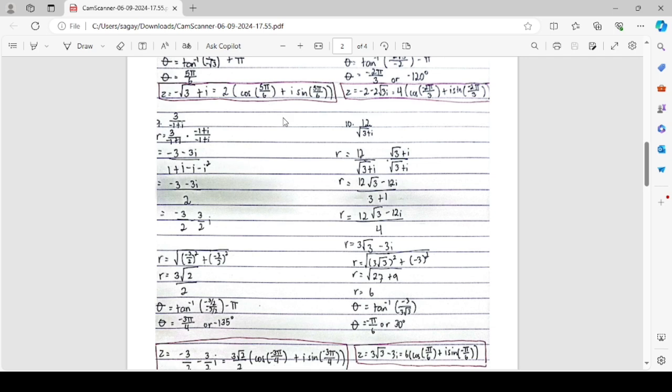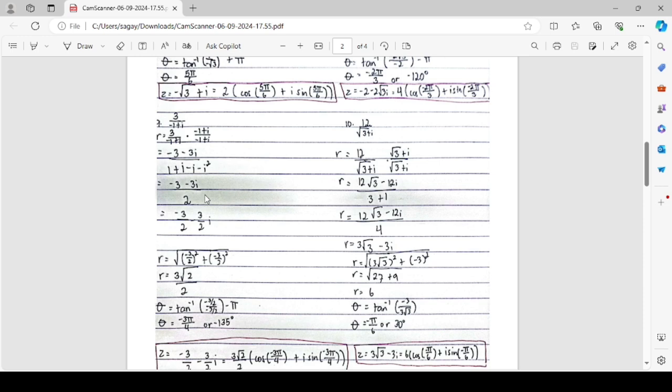So we just substitute. So z is equal to 3 over negative 1 plus i, multiplied by negative 1 minus i over negative 1 minus i. Since we multiply the numerator by the numerator and the denominator by the denominator, we get negative 3 minus 3i all over 1 plus i minus i squared. Then we get negative 3 minus 3i all over 2. Then we cut this in half, so we get negative 3 over 2 minus 3 over 2 i.